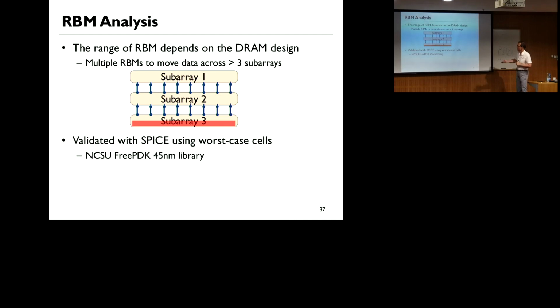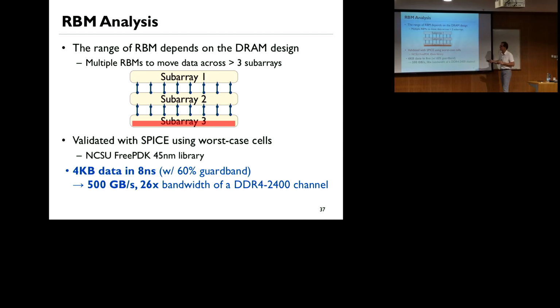We validate it with SPICE using worst case cells, and we actually put a lot of guard band as well. So basically, you can move data internally at 500 gigabytes per second. It's 26 times the bandwidth of a DDR4 2400 channel, assuming you do 4 kilobytes of data in 8 nanoseconds. I think you can do better, actually. The 60% guard band is very high. And that's the area overhead.